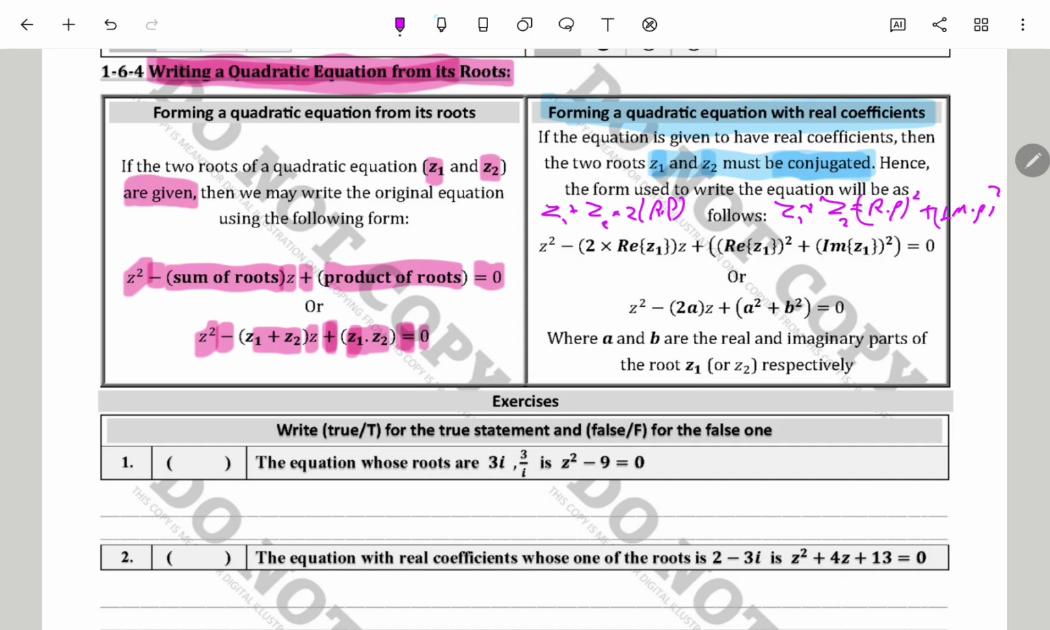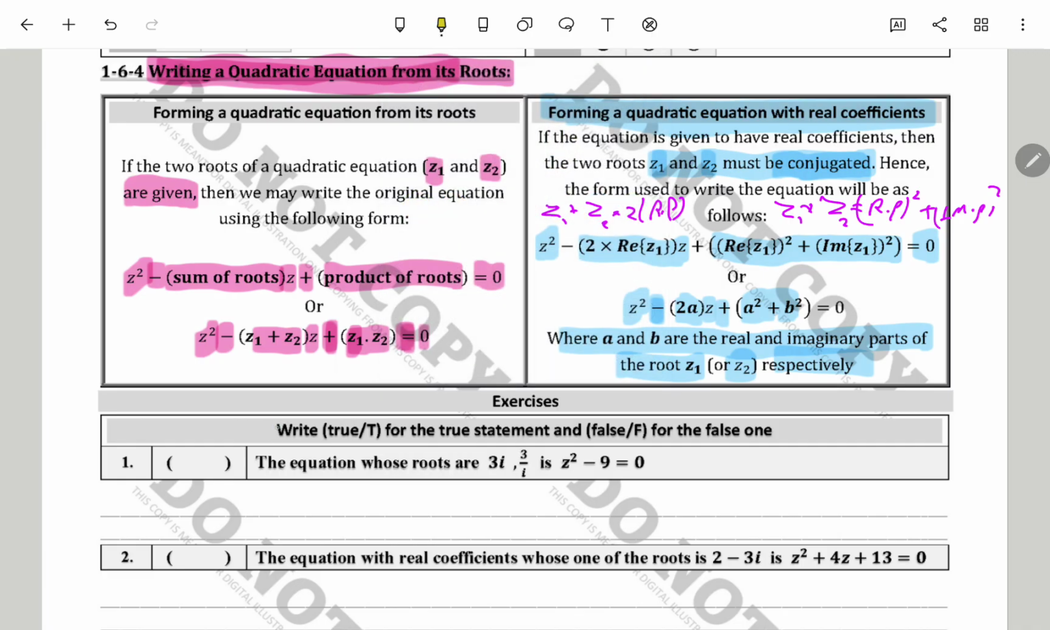And you can see this here exactly. z squared minus 2 times the real part multiplied by z plus real part squared plus imaginary part squared, all equal to 0. Or in symbols you can write z squared, because it is in complex numbers, minus always, and take care about this minus, 2a times z plus a squared plus b squared equals 0. Or you can use x and y, where a and b are the real and imaginary parts of the root z1 or z2 respectively.